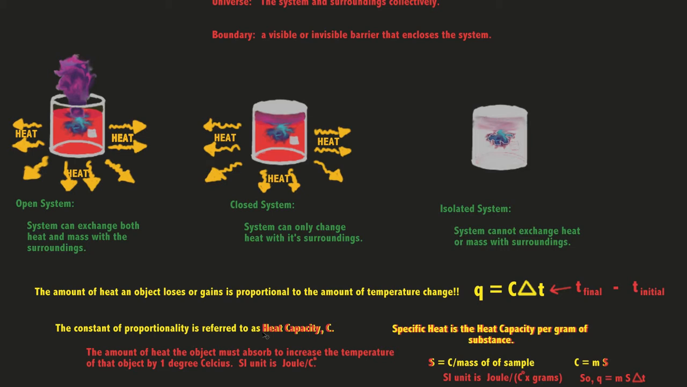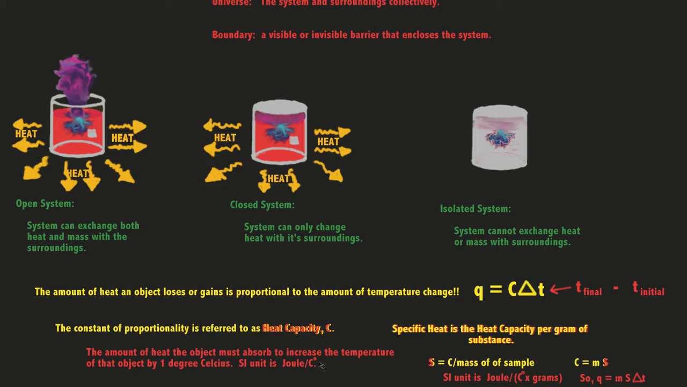And when we look at the heat capacity, if we solve for C here, divide both sides by delta T, we can see the units would be heat, which is joules, over degrees Celsius, which is temperature. The formal definition of heat capacity is the amount of heat an object must absorb to increase the temperature of that object by 1 degree Celsius.